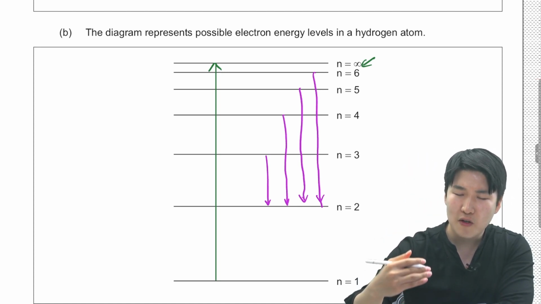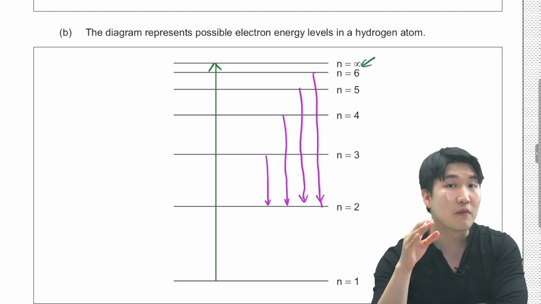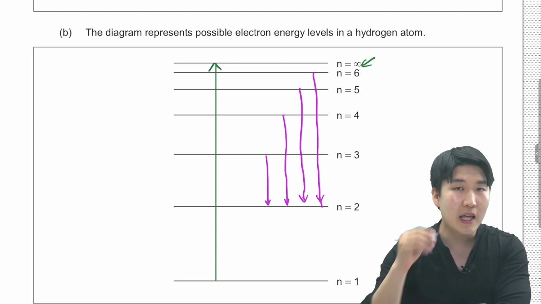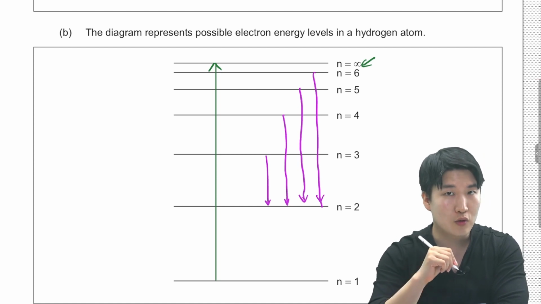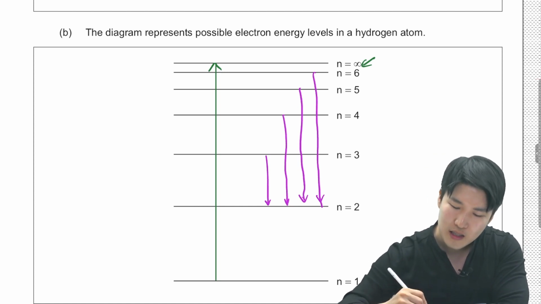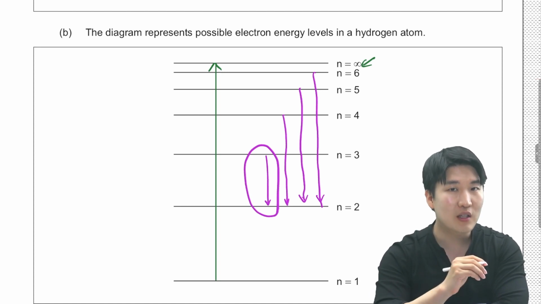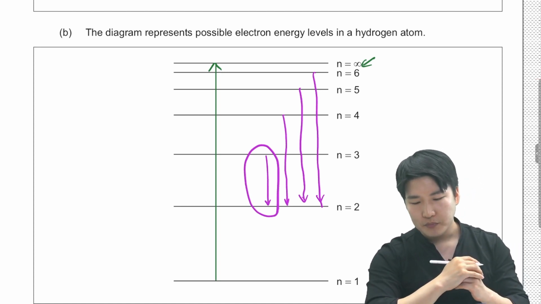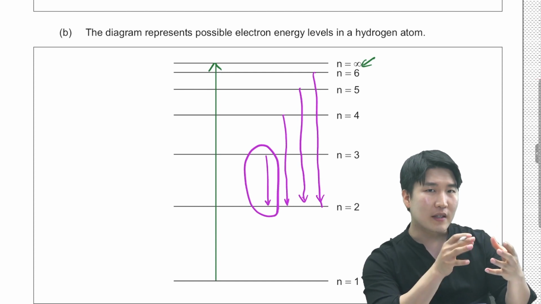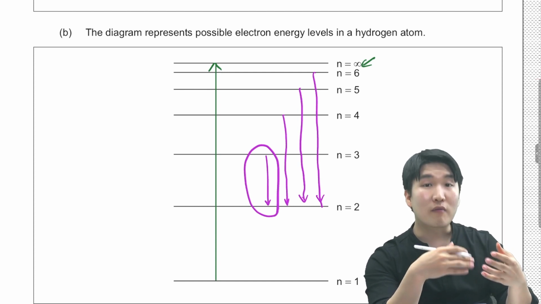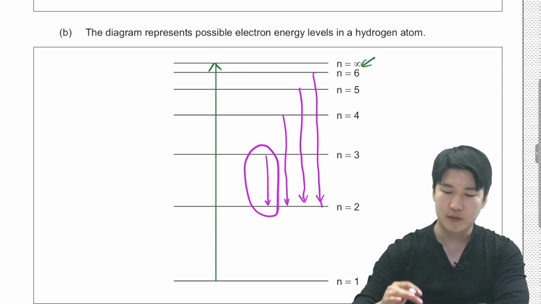The highest energy visible wavelength would be violet, and that probably would be n equals 6 to n equals 2. So what we're interested in is n equals 3 to n equals 2. That would have the lowest energy gap corresponding to the red wavelength of the visible spectrum.